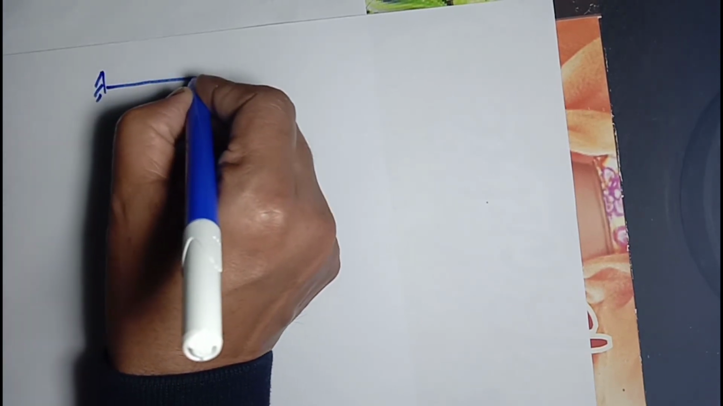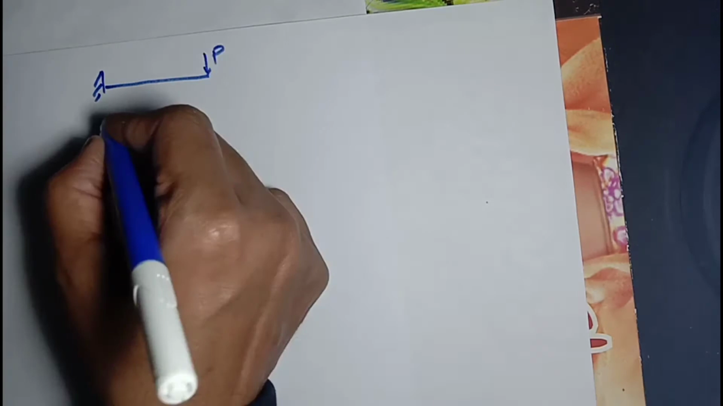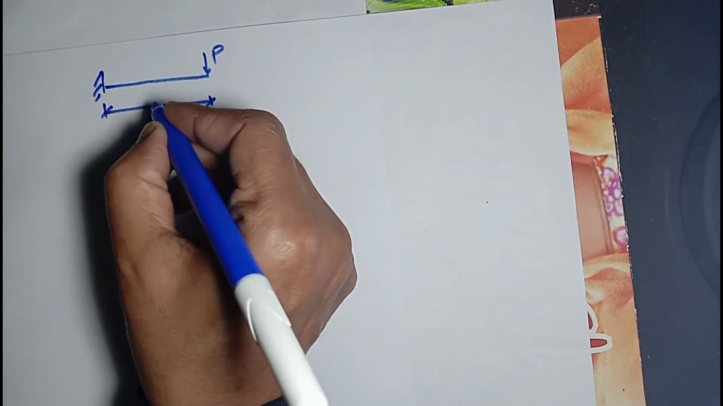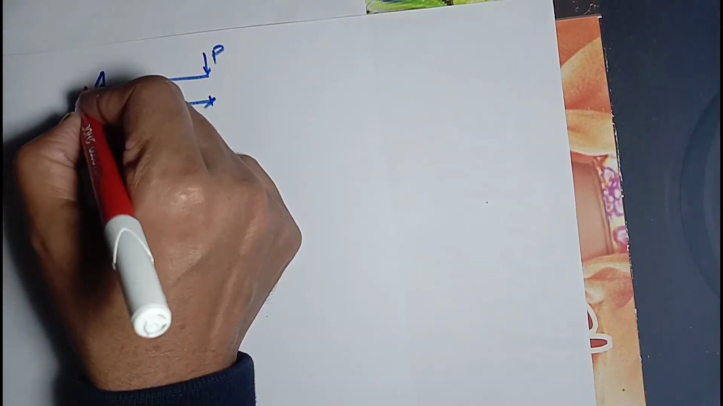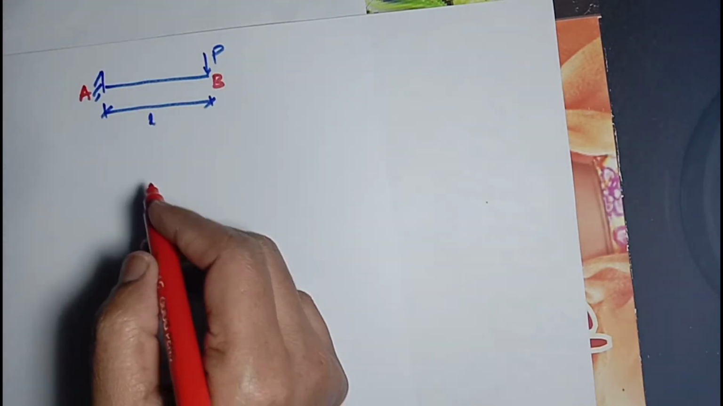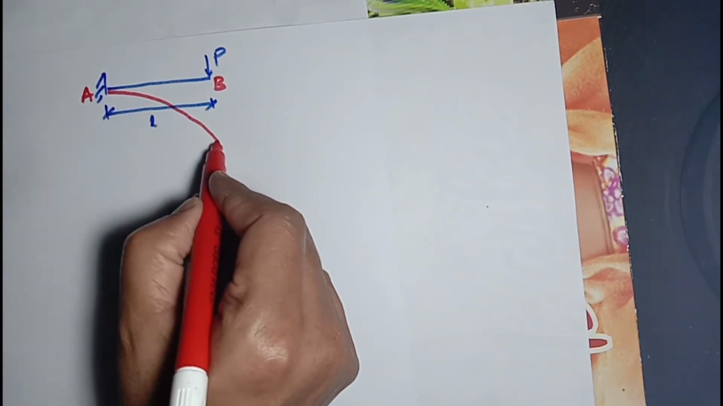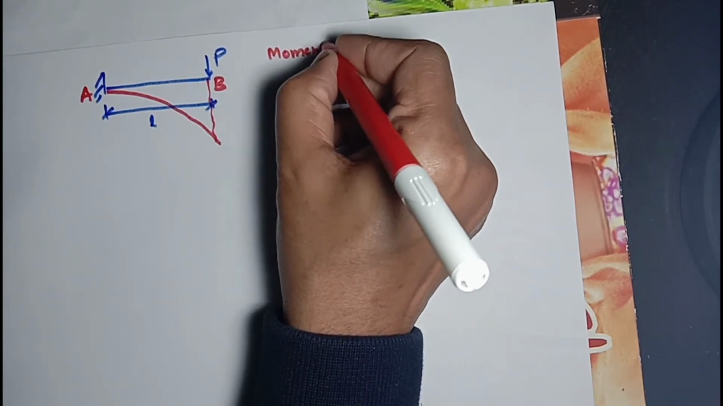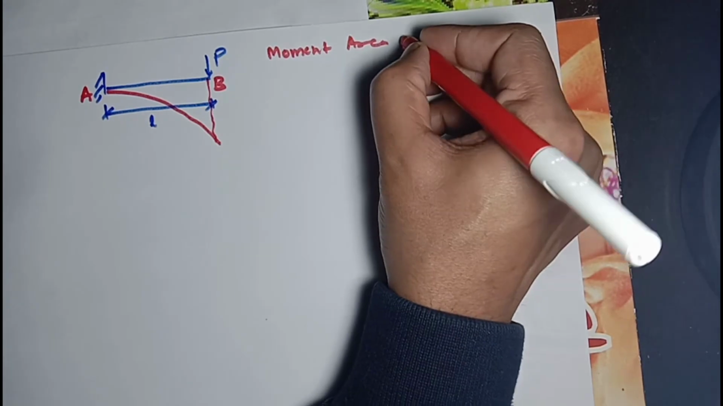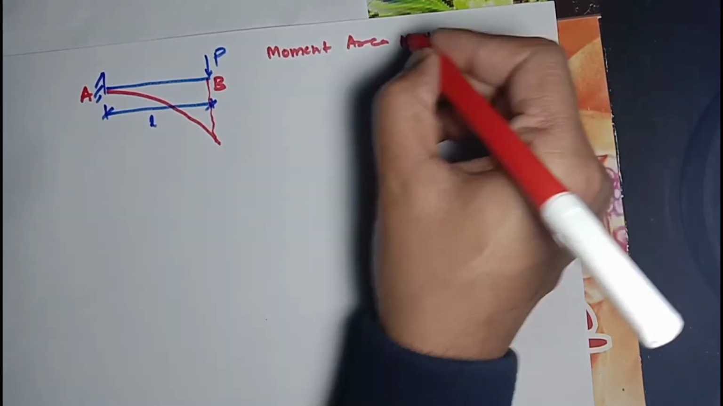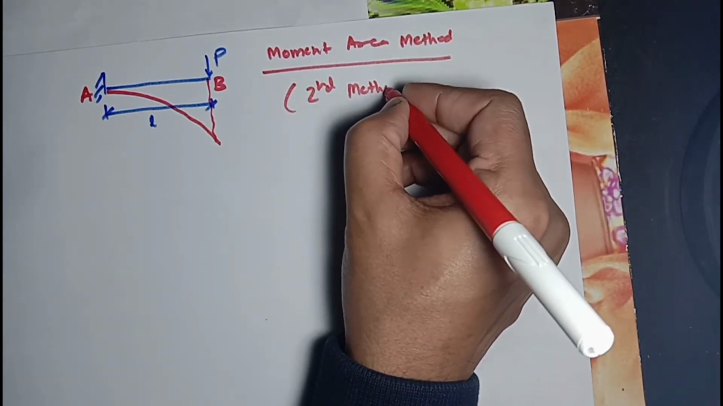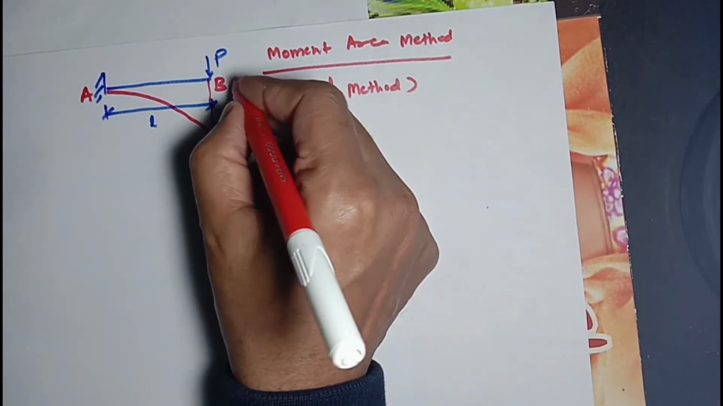This is the problem. The load is P, the length of this beam is L, and this is point A, this is B. We are going to solve this with our second method, that is the moment area method. Our main objective is to calculate delta B.